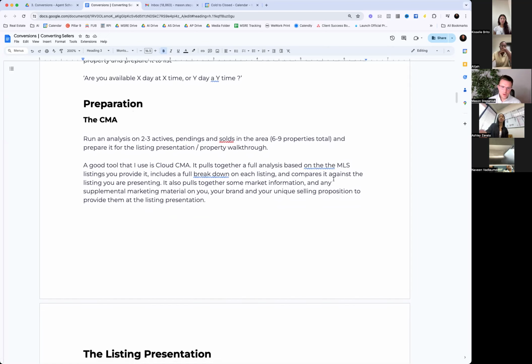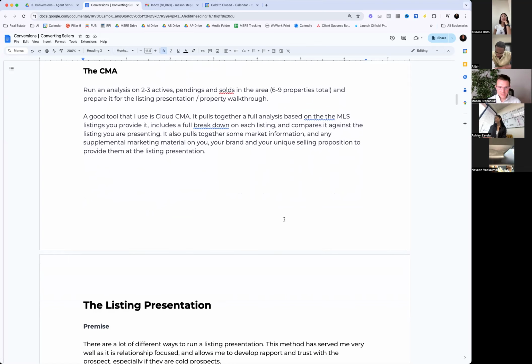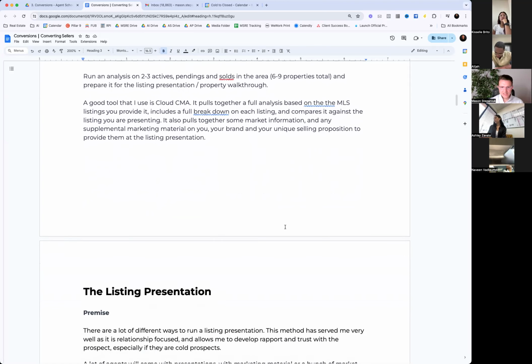Okay, so for me, I like to run an analysis on 2 to 3 actives, 2 to 3 pendings, and 2 to 3 solds within 30 to 60 days. And that really allows us to give enough options that will be above our recommended price and below our recommended price to come to an agreement with the prospect on what our recommended listing price is.